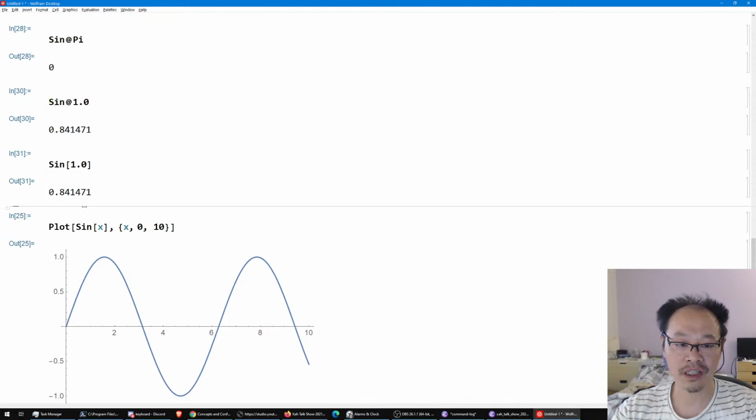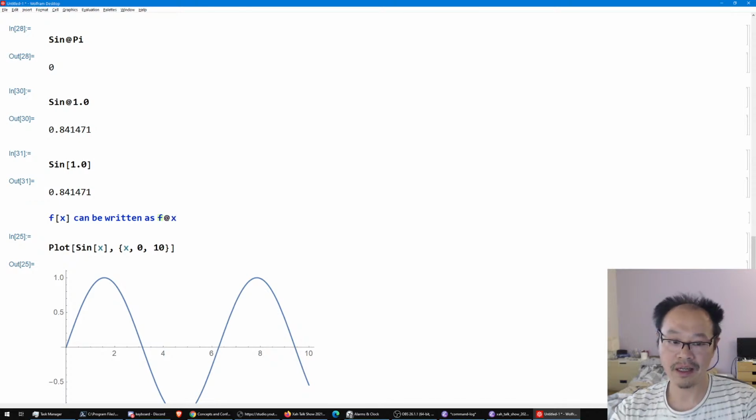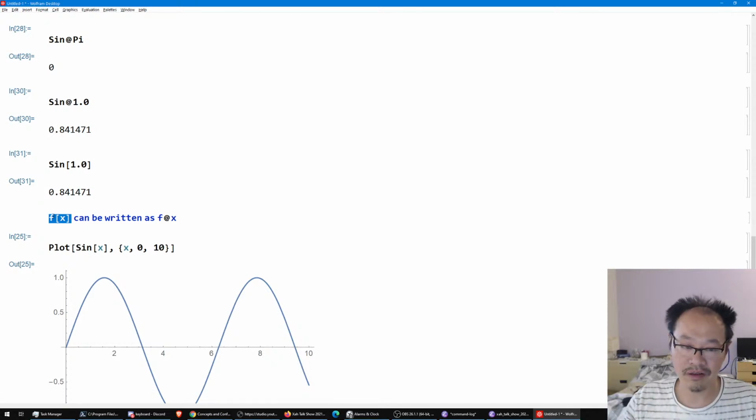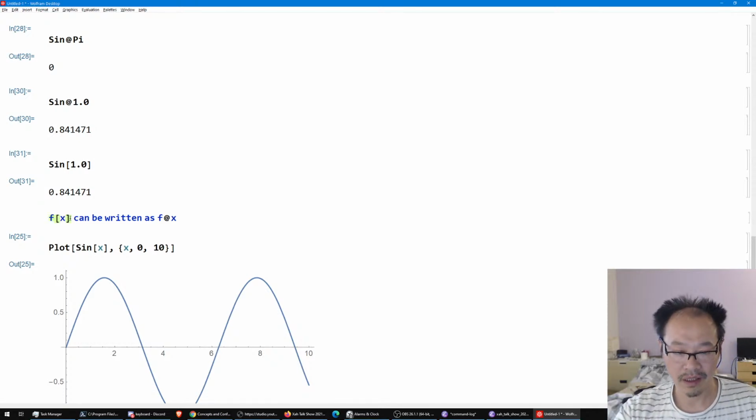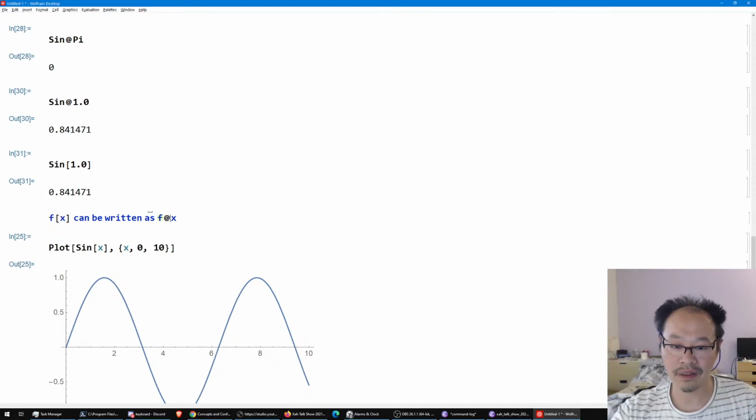So in general, f square bracket x can be written as f at x. Any function that takes one argument, instead of using the square bracket, you can just write f at x.